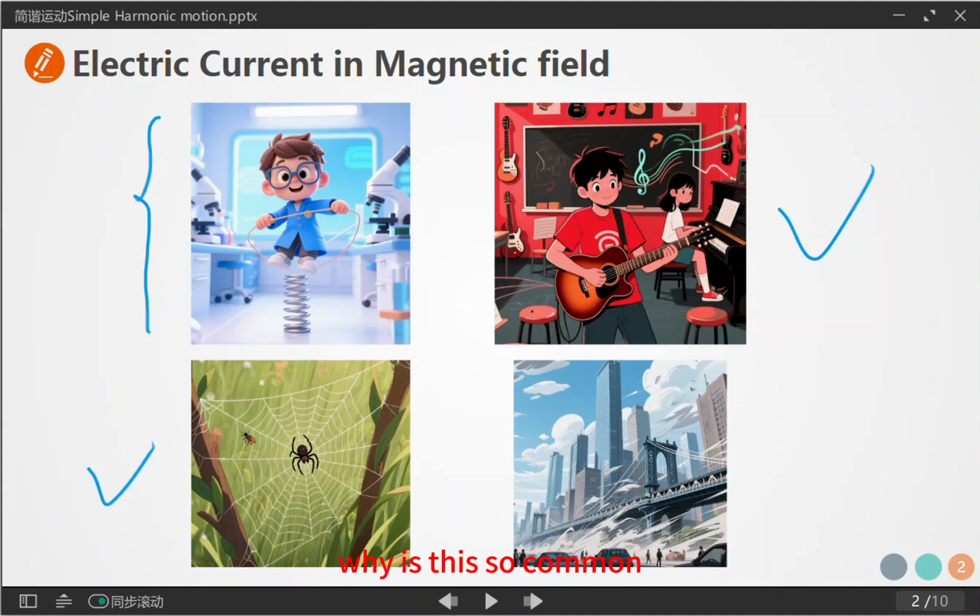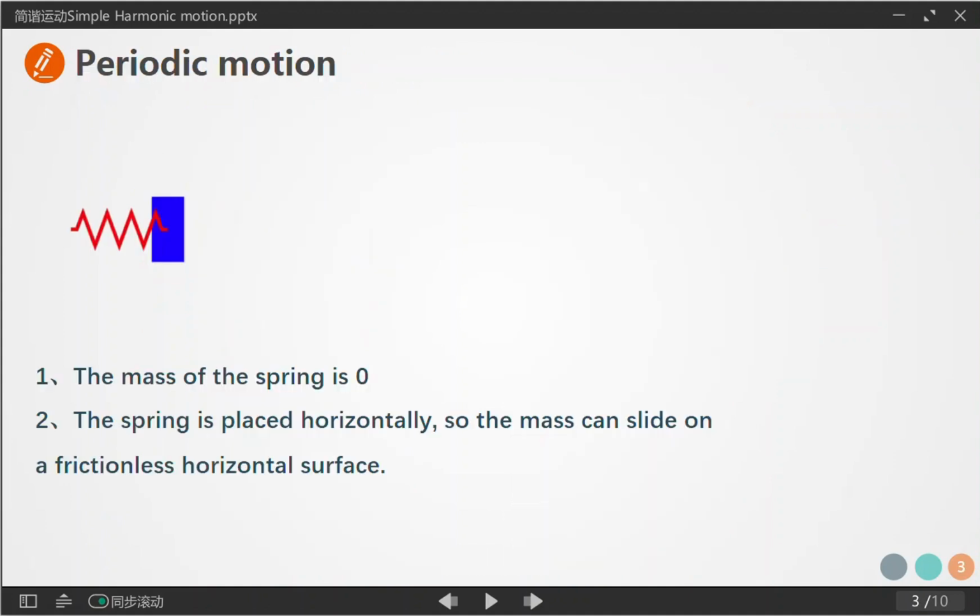Why is this so common? Because most solid things are elastic. Give them a quick push and they will vibrate, at least a little. Even your phone and TV rely on carefully controlled electrical oscillations.